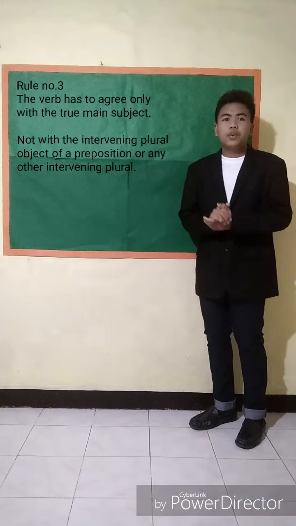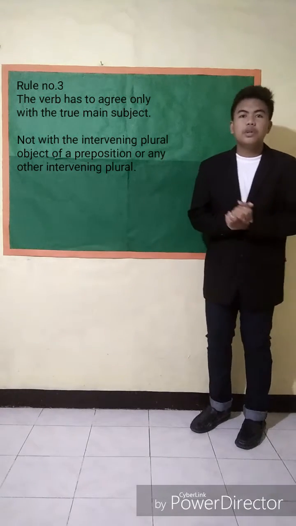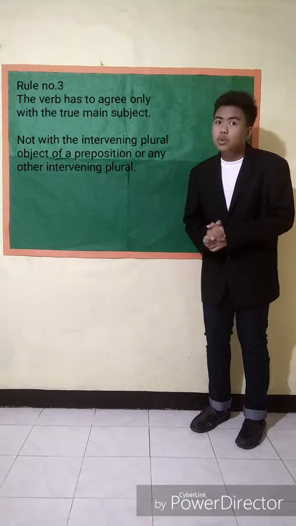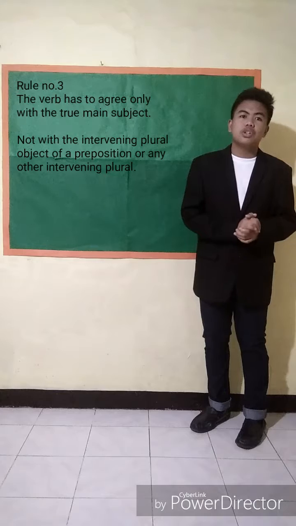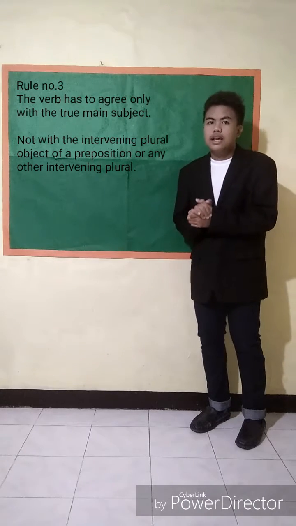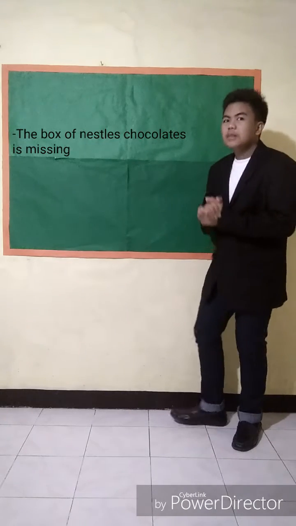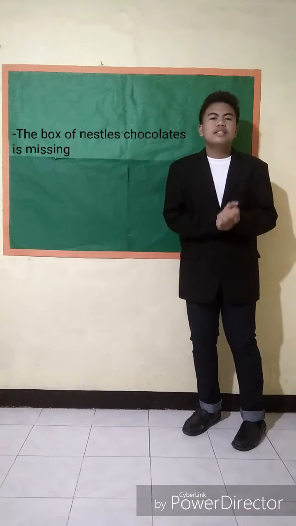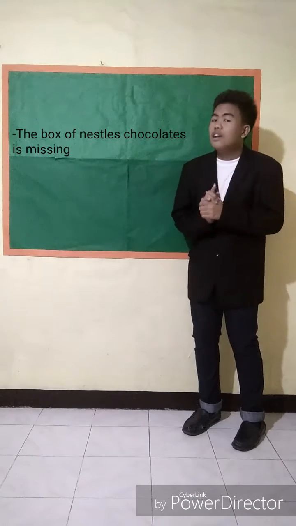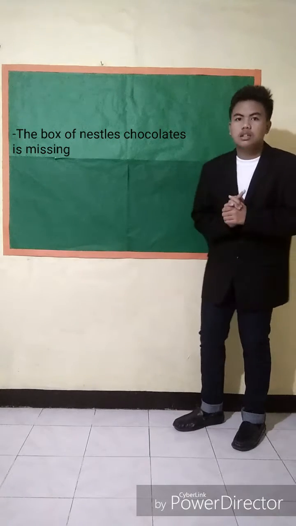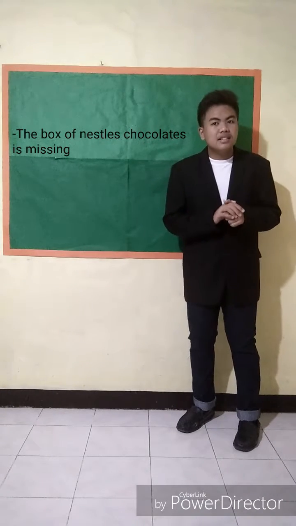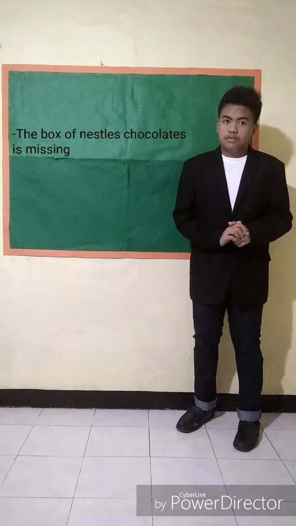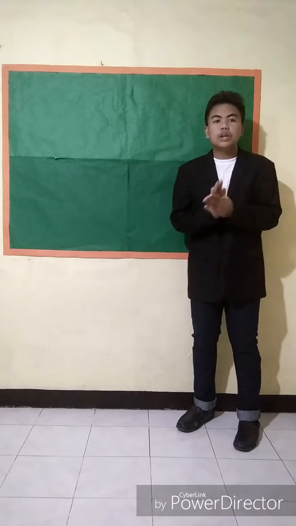On rule number 3, the verb has to agree only with the true main subject, not with the intervening plural object of a preposition or any other intervening plural. Example, the box of Nestle chocolates is missing. The main subject is box, not chocolates. Hence, it is "is". That's the rule number 3.